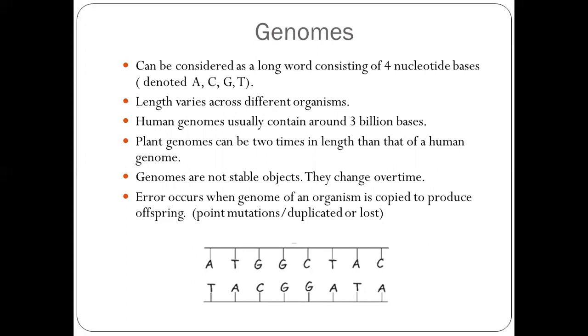Genomes are not stable objects, they change over time. An error occurs when the genome of an organism is copied to produce an offspring. In this case, there can be two types of mutations. Point mutation, where a single nucleotide, say T here, gets replaced by an A. So that is an example of a point mutation, whereas it can be more drastic, where a chunk of nucleotide bases gets duplicated or lost.